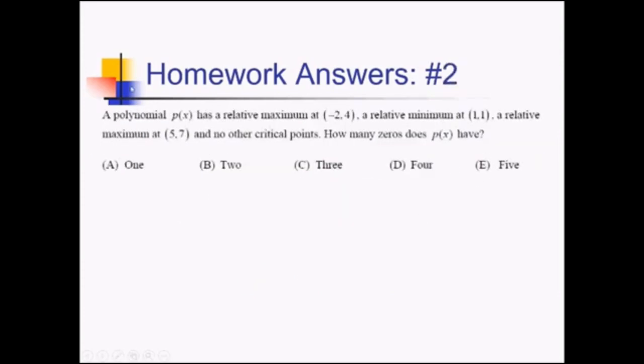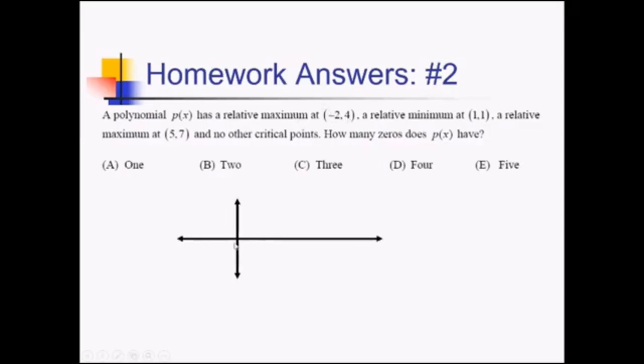For this problem, we have a polynomial that has a relative max at negative 2, 4, a min at 1, 1, and another max at 5, 7, no other critical points. How many zeros does this polynomial have? So this is much easier if you just graph it out. I'm going to get an xy axis here, and I'm just going to kind of ballpark where these things are.